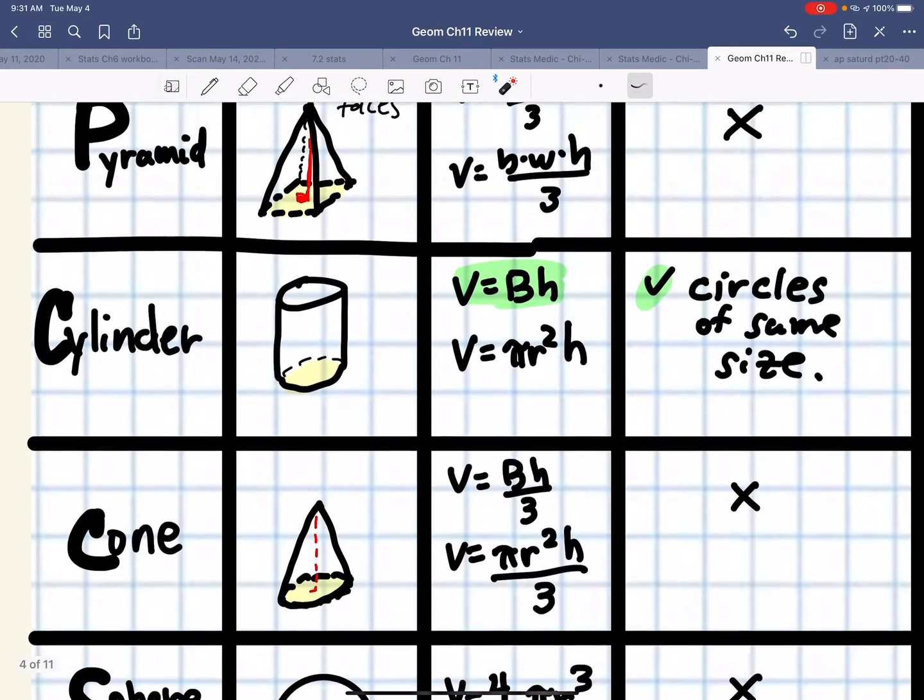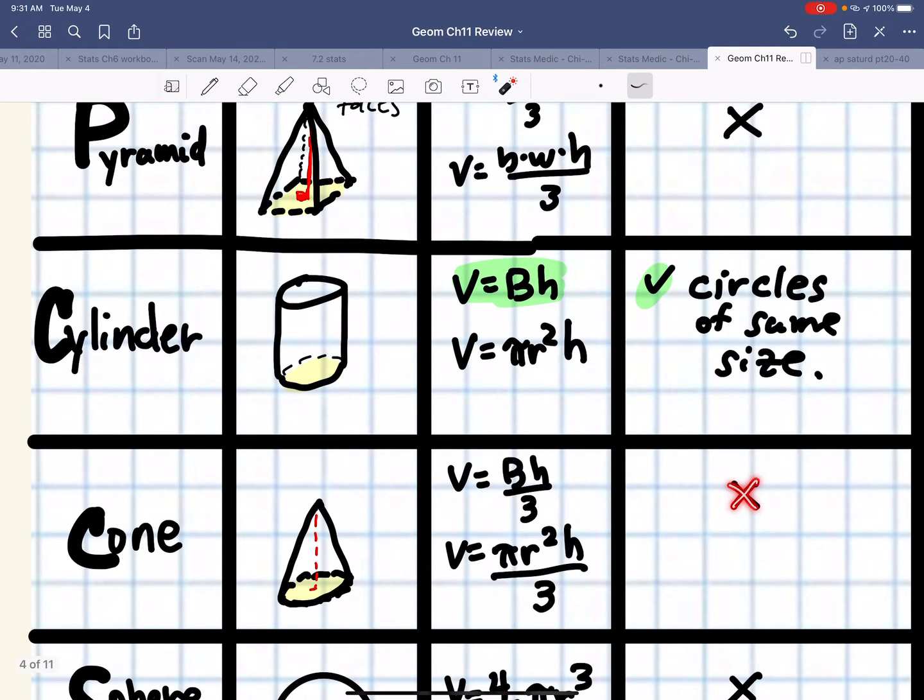A cone. Well, a cone would not be made by stacking circles of the same size. Notice our circles are getting smaller and smaller and smaller until they turn into a single point. So that would mean the formula is the area of the base times the height divided by 3. So this is our area of the base, the circle. Then we multiply the height and divide by 3. So this is our more specific formula for our cone.